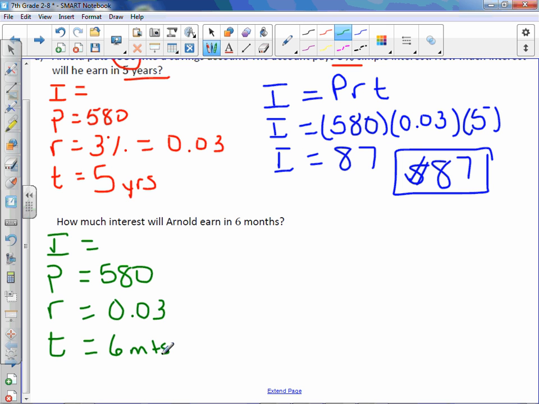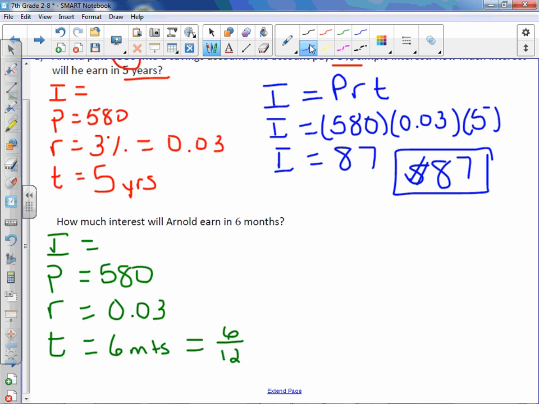We have 6 months. Well, how many months in a year? There are 12 months. So whenever your time is written in months, all you need to do is take your months and divide it by 12. So you'll have the fraction 6 over 12. If it were 4 months, it would be 4 over 12. 8 months would be 8 over 12.